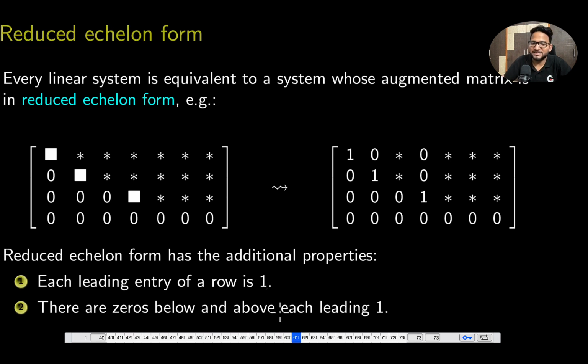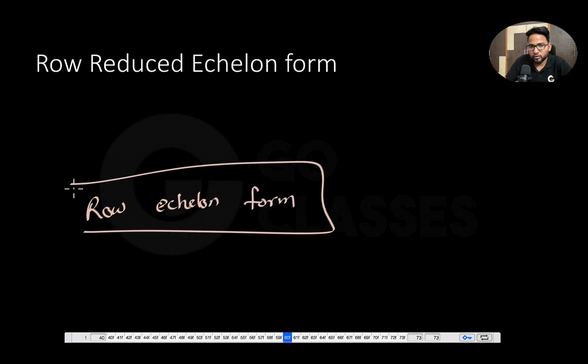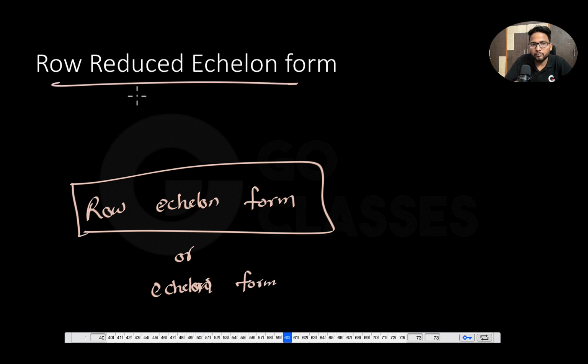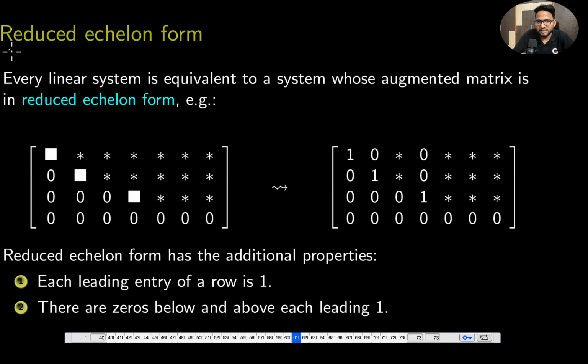Similarly, earlier we used to call it row echelon form or echelon form only. Similarly here also, either we say row reduced echelon form or reduced echelon form only. It is just a name, nobody is going to ask you. Okay, so let's see this reduced echelon form or row reduced echelon form.